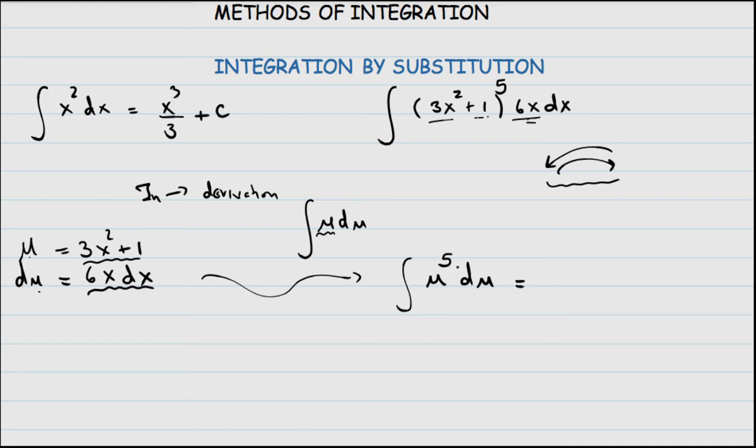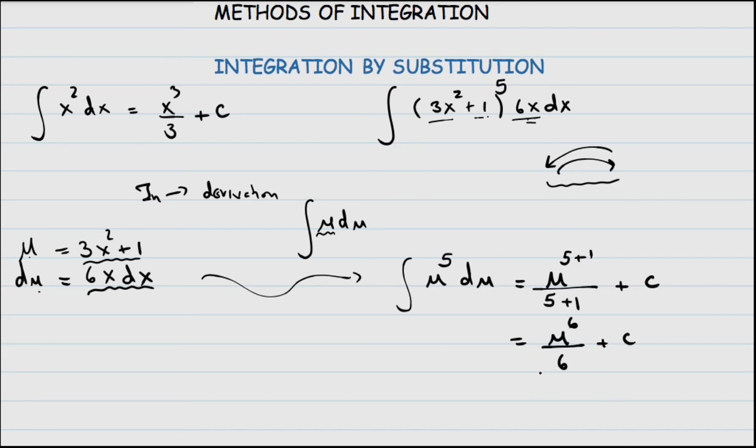Why? Because this is one of the situations in which we have the power rule of integration. So this is equal to u raised to 5 plus 1 divided by 5 plus 1, which is one of the rules of integration that we have. Because this is an indefinite integral, we put a constant c. And as a result, we have u raised to 6 divided by 6 plus c.